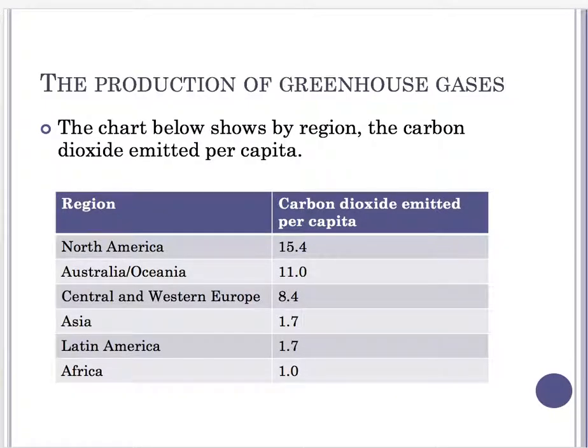The chart below shows by region the carbon dioxide emitted per capita. Where are we? We are second, Australia, Oceania. Don't forget that includes a lot of the Southeast Asian countries as well, where they have highly populated cities.